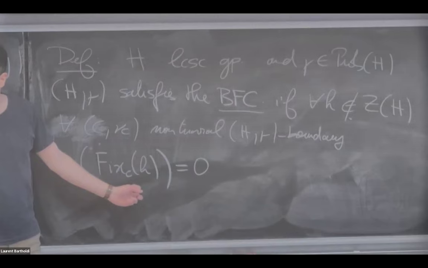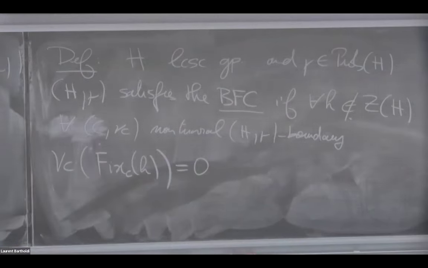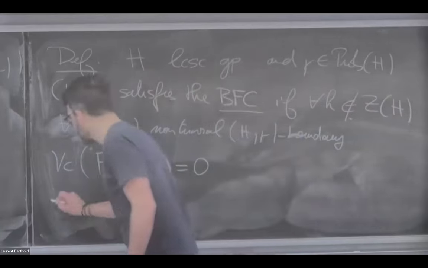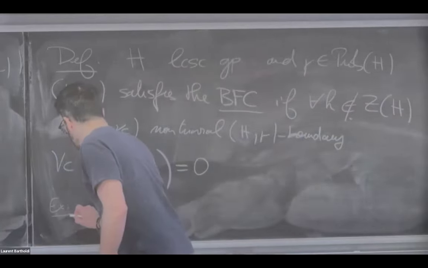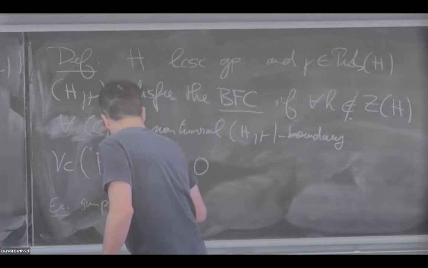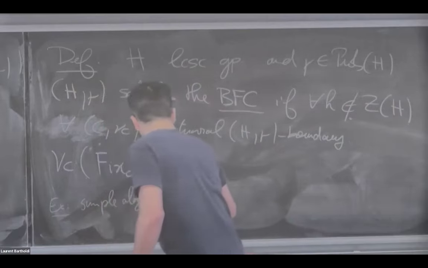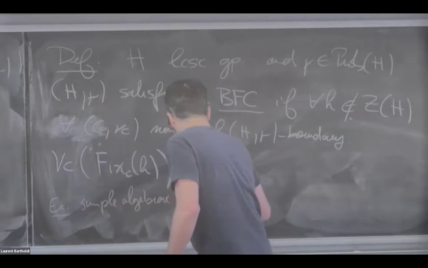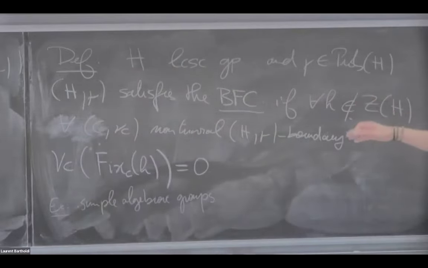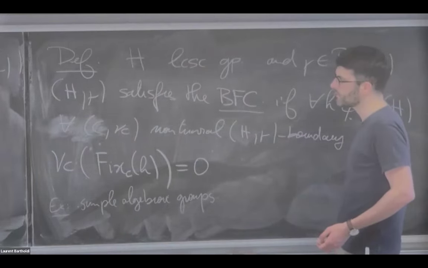You said not only on the Poisson boundary, but on any mu-boundary? On any non-trivial mu-boundary, yes. There are plenty of examples like this. Examples include some simple algebraic groups. This is quite a strong assumption. We can also make it work for certain groups acting on trees. I will not really go into this, but I want to mention it.